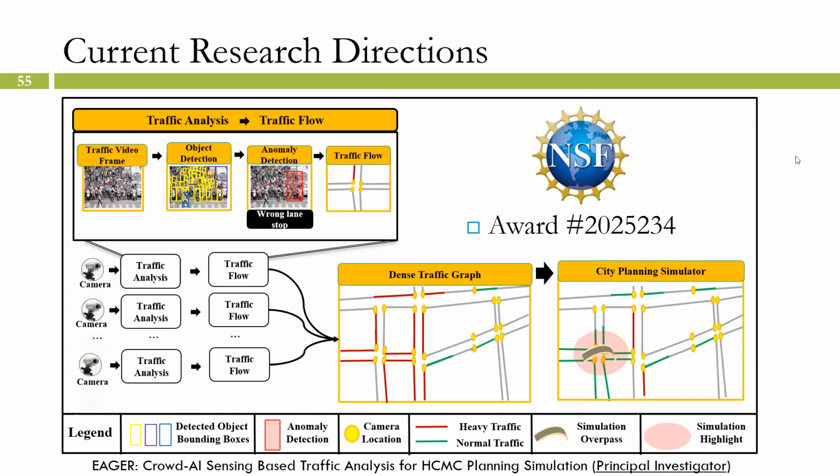But what happens if we collect the data from real-life traffic cameras, and then those data can be used to help us know, hey, if we add a new bridge, a new road, or change the traffic direction, what happens to the traffic? The model will update the traffic graph and visualize it in the simulation. This is a 2-year project, and we got it last year.